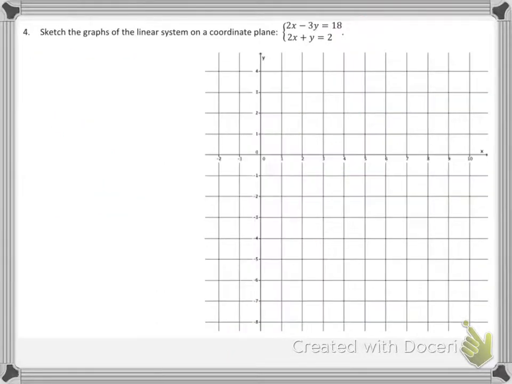Okay, let's try another one. Sketch the graphs of these two linear equations. So this system, again, I've got standard form, so I'm going to take 2x minus 3y is equal to 18. I'm going to put this in slope-intercept form by subtracting 2x.